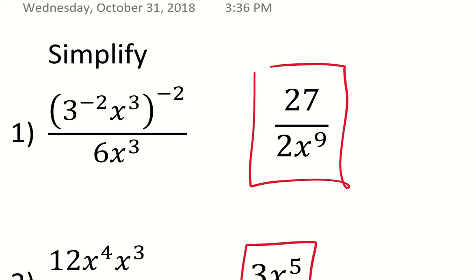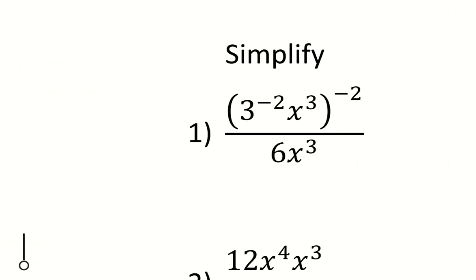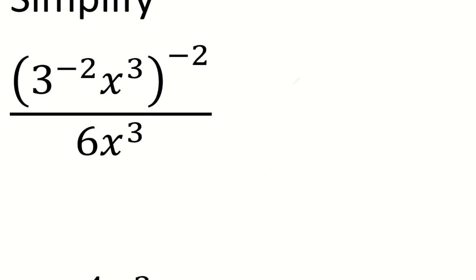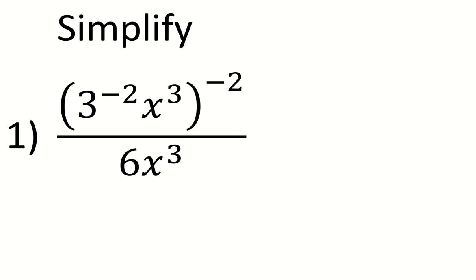Okay, so now that we've gotten what the answers are out of the way, let's go ahead and take a look at some approach you might take to deal with these. In the first question, just looking at this numerator, I would probably deal with raising a product to a power. There's two things being multiplied in here, right? There's this 3 to the negative second and the x to the third. I could raise each of those individually to the negative second power.